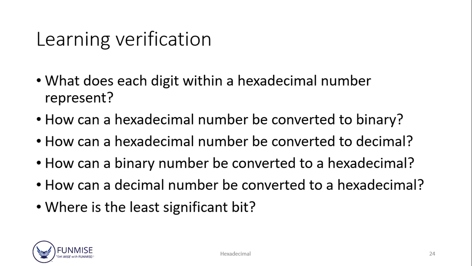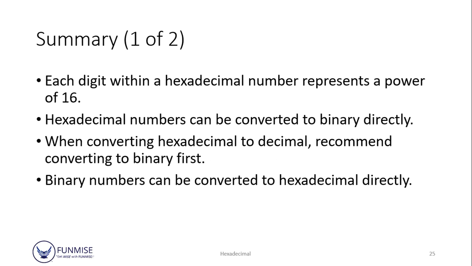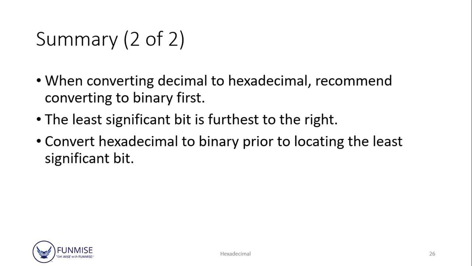To summarize this lesson, let's review some key objectives, okay? Each digit within a hexadecimal number represents a power of 16. Hexadecimals can't be converted to binary directly. When converting hexadecimal to decimal, it is recommended to first convert it to binary. Binary numbers can be converted to hexadecimal directly. When converting decimal to hexadecimal, again, it is recommended to convert it first to binary. And the least significant bit is furthest to the right. And we convert hexadecimal to binary prior to locating the least significant bit. This concludes this lesson.